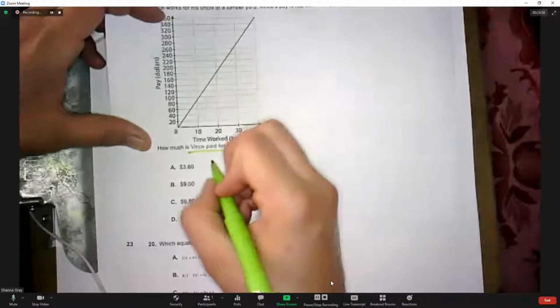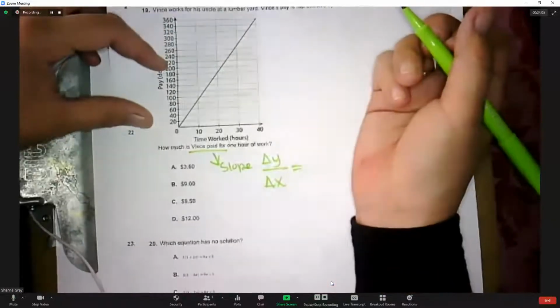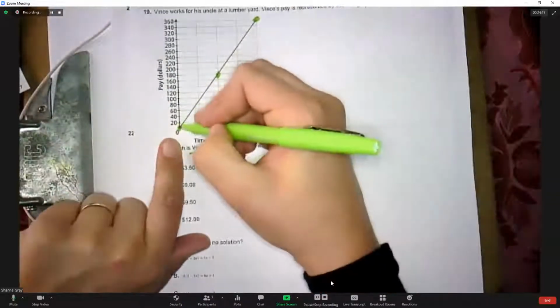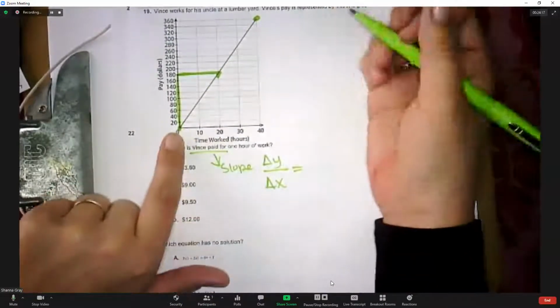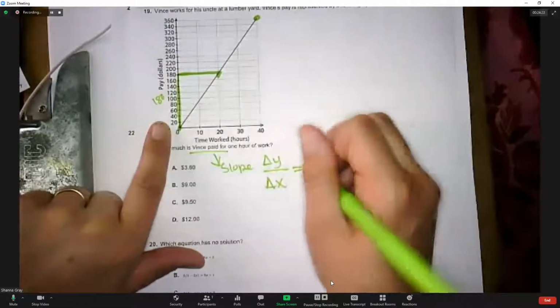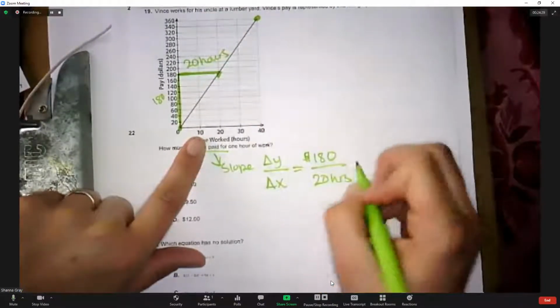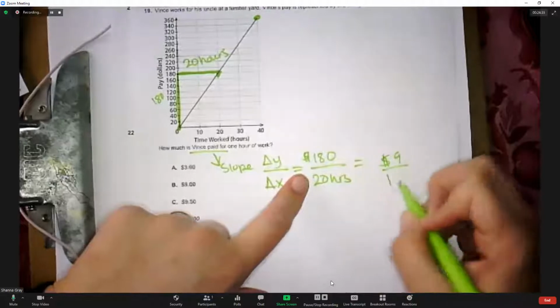All right, we're looking for the rate, right? So rate, that rate of change or whatever, is basically the same idea as slope. So I'm checking for the change in y over the change in x. And so if I'm looking, I have a point here, here, and here. So let's go from 0 up to 20 hours of work. So it goes from 0 to 180 for my y, right? So that's 180 over here, and that's in dollars. And then 20 hours. So if I reduce this, I get $9 every 1 hour.